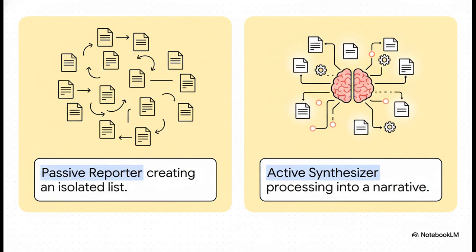On the flip side, we have synthesis. This is where you become an active synthesizer. You aren't just listing facts anymore. You're processing and evaluating ideas, comparing where people agree or disagree, and weaving it all into a single coherent narrative. You literally become an active shaper of the academic discourse.